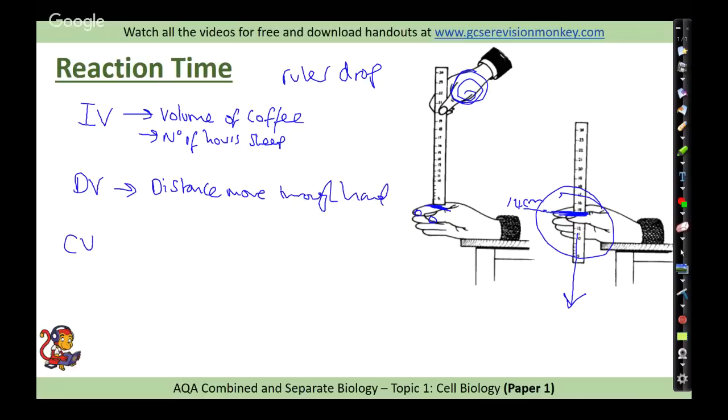And your control variables will be things such as the mass of the ruler, because if it's a heavier ruler, it might fall through quicker and therefore change the distance. So you want the same ruler because the mass needs to be the same. Each time that you do it, if you change the amount of coffee you're drinking, you will need to use your same hand, whether that's left or right, but you need to use the same one in between each one. And you're probably going to want to have the same person dropping the ruler as well each time.